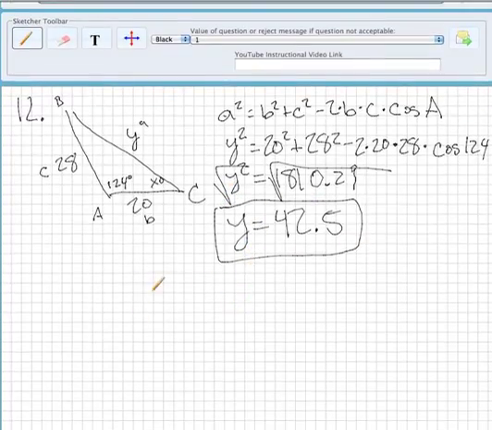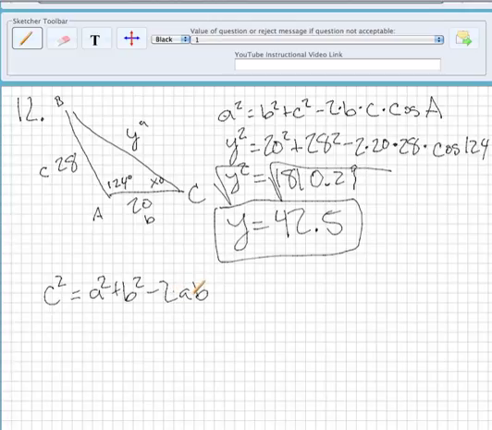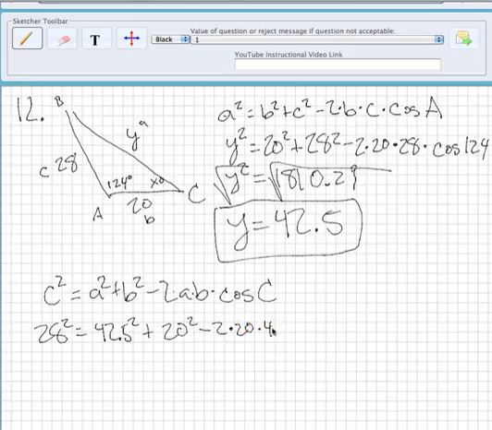Now we're going to plug all of these things back into the law of cosines. But this time we're going to use c squared equals a squared plus b squared minus 2ab, a times b, times the cosine of C. And then we're going to plug in all the things that we know. We found that c was 28, so 28 squared equals a squared, which is 42.5 squared, plus b, which is 20 squared, minus 2 times 20 times 42.5 times the cosine of x. And that's what we're trying to find, x.